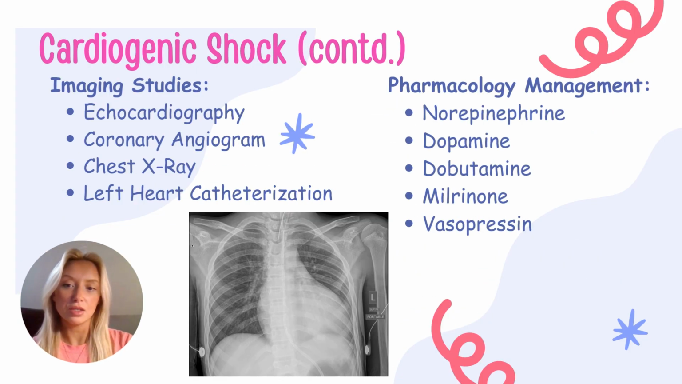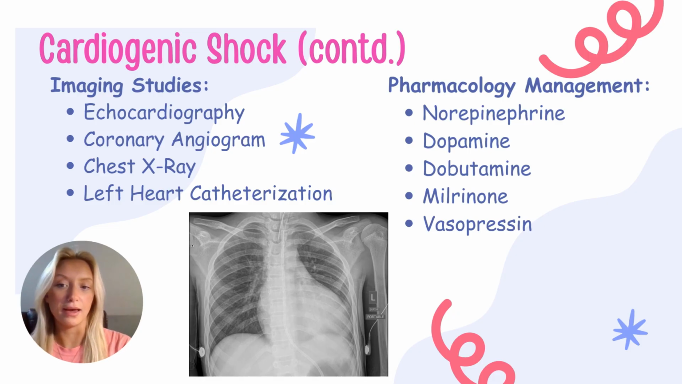Some imaging studies are used to diagnose cardiogenic shock. The primary one that's used is an echocardiogram because it gives us such a quick visualization of what the heart is doing, and it also can help distinguish between left or right heart failure. An echocardiogram is also great because it can help us identify the underlying cause. So is it an MI or a structural defect, anything like that. That's why an echo is so beneficial in diagnosing cardiogenic shock.